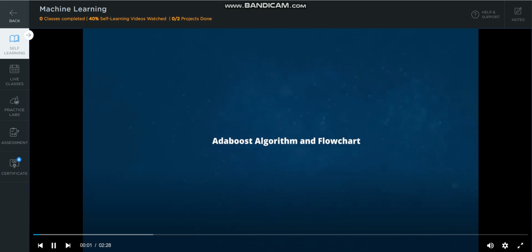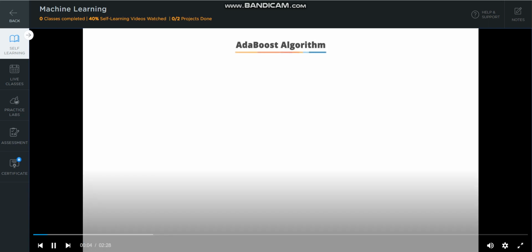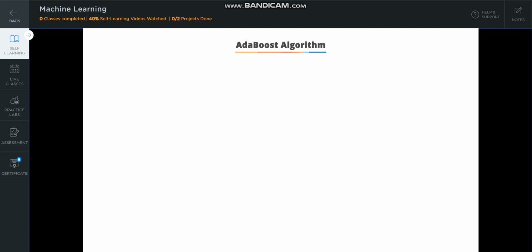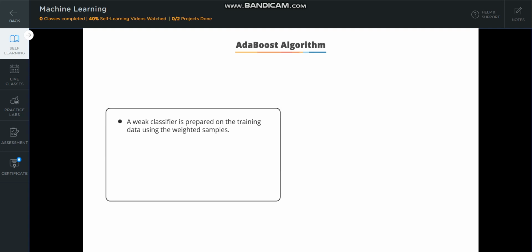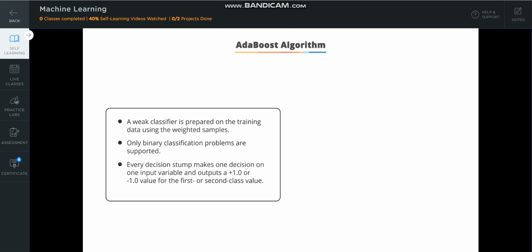AdaBoost algorithm and flowchart. Now, since you know the workflow of AdaBoost classifier, let's understand the AdaBoost algorithm. A weak classifier is prepared on the training data using the weighted samples. Only binary classification problems are supported, so every decision stump makes one decision on one input variable and outputs a plus 1.0 or minus 1.0 value for the first or second class value.